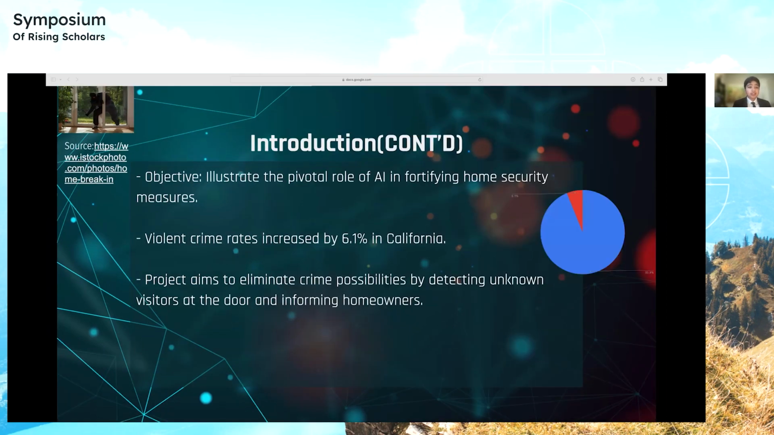Our objective is to illustrate the pivotal role of AI in fortifying home security measures. In California, violent crime rates have increased by 6.1%. This project aims to eliminate crime possibilities by detecting unknown visitors at the door and informing the homeowners.